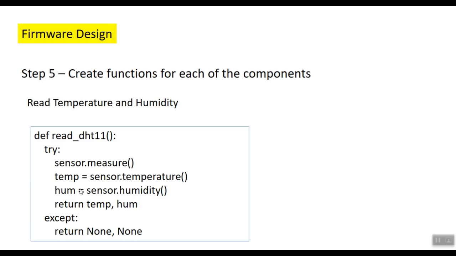Then we use the try and except to avoid the system crashing if it tries to read the sensor and if there's any hardware issue, then we allow the firmware to keep running rather than crashing. So this simply means read the sensor values, then take the temperature value and also the humidity value and save them in the variables temp and humidity, and return the values of the temperature and humidity. Alright, if it's unable to read the sensor values from the hardware sensor, then it returns None.